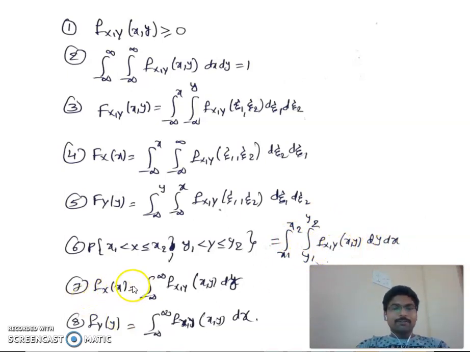And next, if you know the joint density function, you can obtain the marginal density function also. You can obtain the marginal density function just by integrating from minus infinity to infinity f_{X,Y}(x,y). We require the function in terms of x, that's why we integrate with respect to y. F_Y(y), that is the marginal density function, is equal to the integral from minus infinity to infinity of f_{X,Y}(x,y). We are doing integration with respect to x. Why? Because we require it in terms of y. So we will prove all these properties.